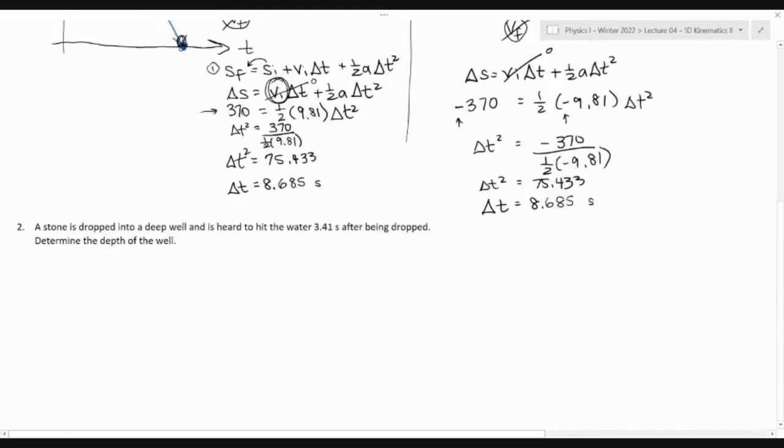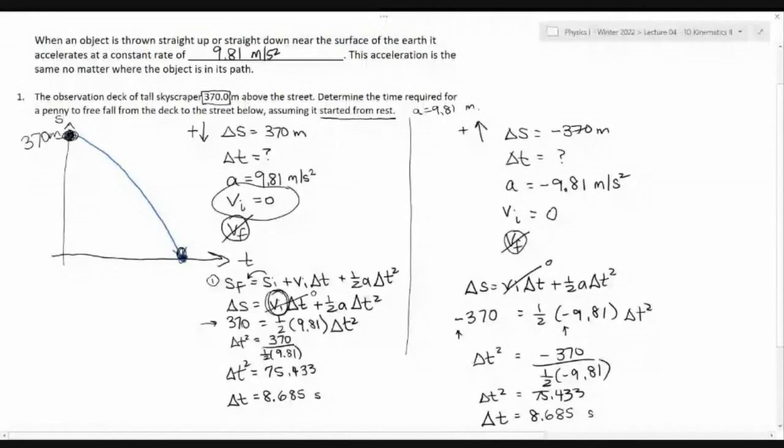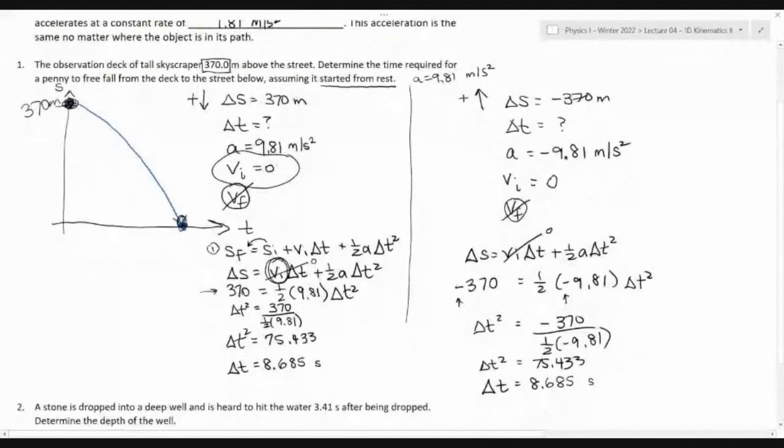So number 2, a stone is dropped into a deep well and is heard to hit the water 3.41 seconds after being dropped. Okay, Kunal, do you have a question? So gravity is 9.81, right? That's the given number, the acceleration. So it's given to 3 significant digits, so the final answer should be in 3 significant digits because it's the limiting factor of the equation. Yeah, you're right. Even though it's not written in the question, we should still round to that amount.